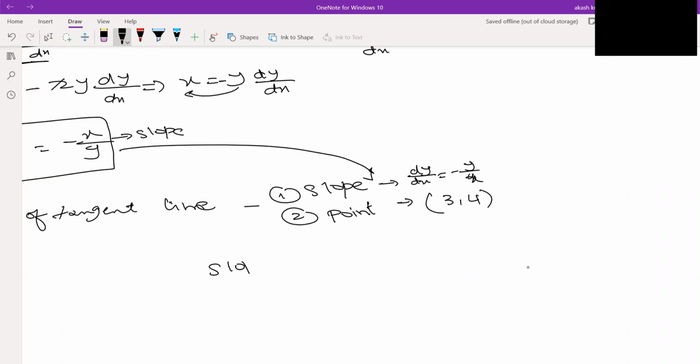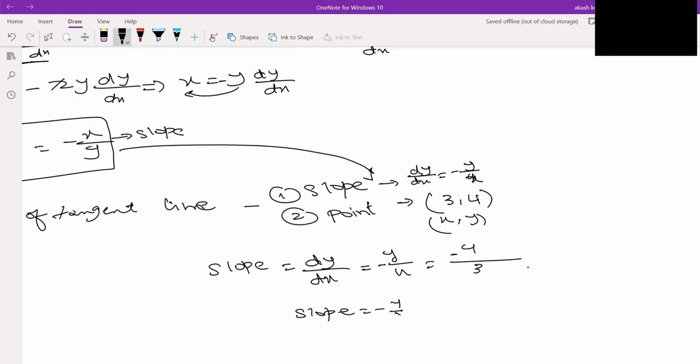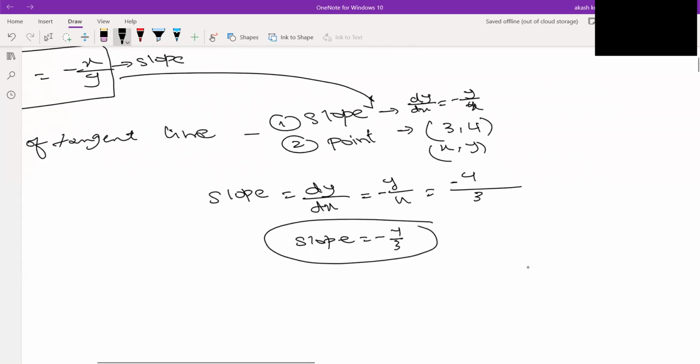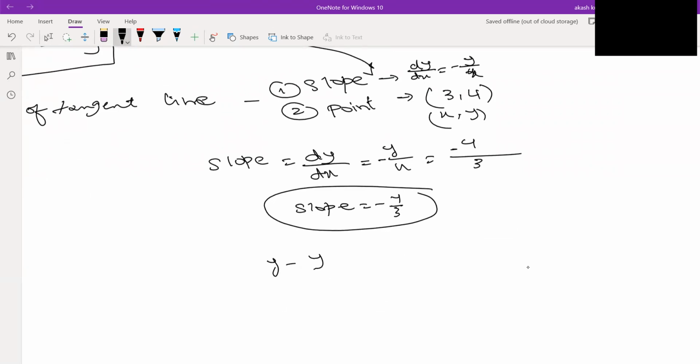So the slope is dy by dx, minus x over y. This is our x and this is our y. So our y is 4 and our x is 3, right? So the slope is minus 4 over 3. And the equation of a line is y minus y1 equals m times x minus x1. y1 is 4, and m is minus 4 over 3, and then x minus 3. This is x1 comma y1.